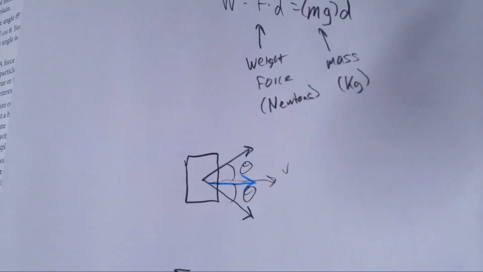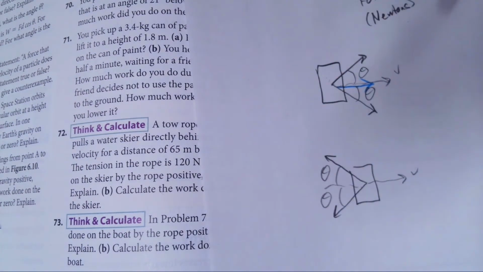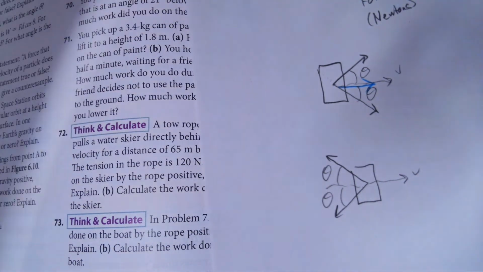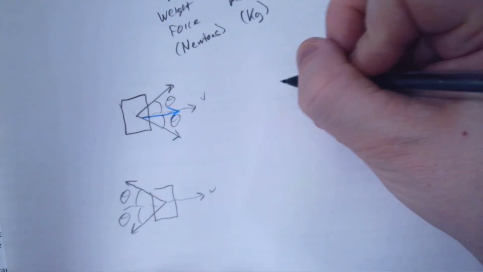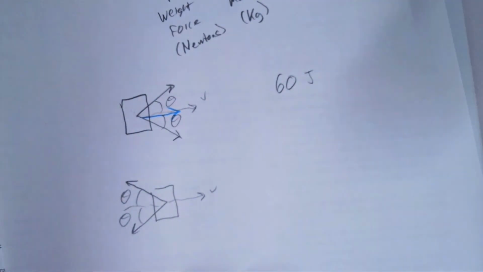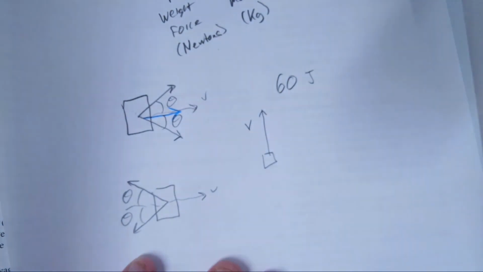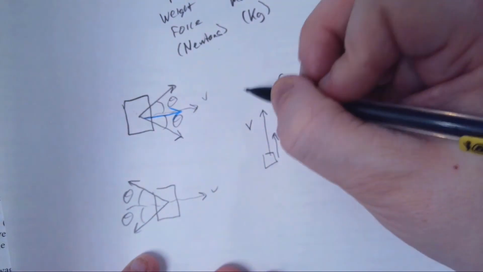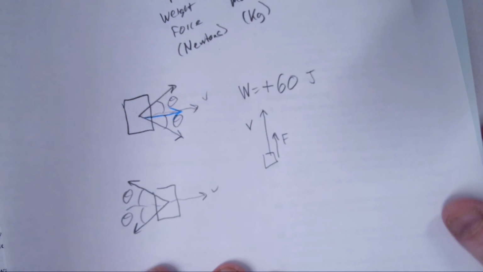A real quick way to think about this is, let me just calculate how much work that is. So it's 3.4 times 9.81 times 1.8. That gives us an energy of approximately, we'll just round it out, 60 joules. So we have this can of paint, and you're lifting it up. So think about it. The velocity is upward, and you're applying an upward force on it. So it is 60 joules, but you want to make sure that you indicate that it is positive 60 joules because you're putting energy into the system.